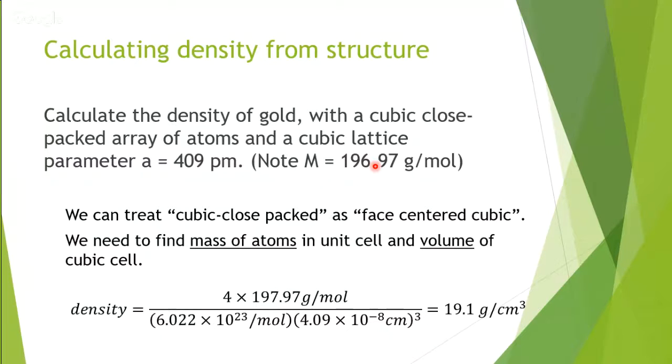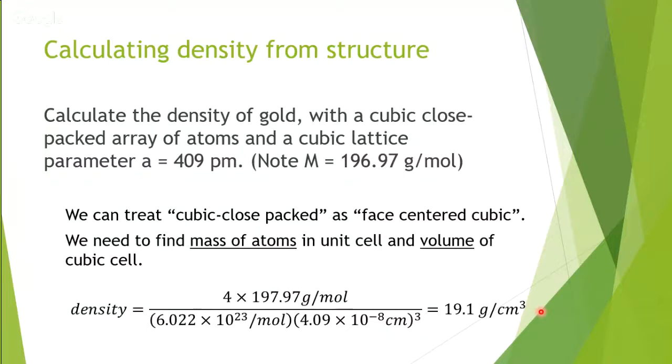In a face-centered cubic cell, we have 4 atoms, and so we have 4 times the molar mass. Then we need to divide by Avogadro's number to get us back from moles of atoms to single individual atoms. And then the volume is going to be equal to that length, the cubic lattice parameter, cubed. And so we find that a sample of gold, solid at room temperature, should be about 19.1 grams per centimeter cubed, or grams per milliliter, depending on how you like to think about it.